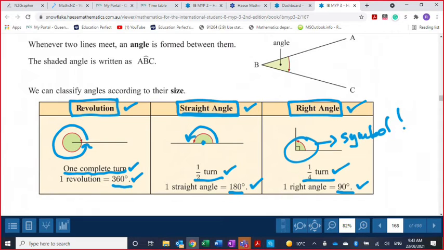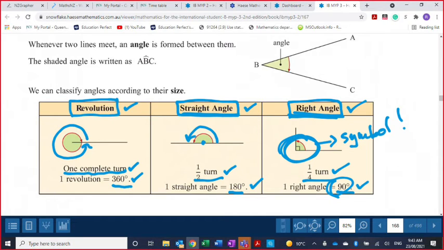Make sure you're watching for what they say. Now there are three different ways they can say that something is a right angle. They can say it is a right angle in words, they can give you the symbol, or they can give you the number of degrees. So three different ways of identifying a right angle. They are such an incredibly important angle. We're going to work with them quite a lot.